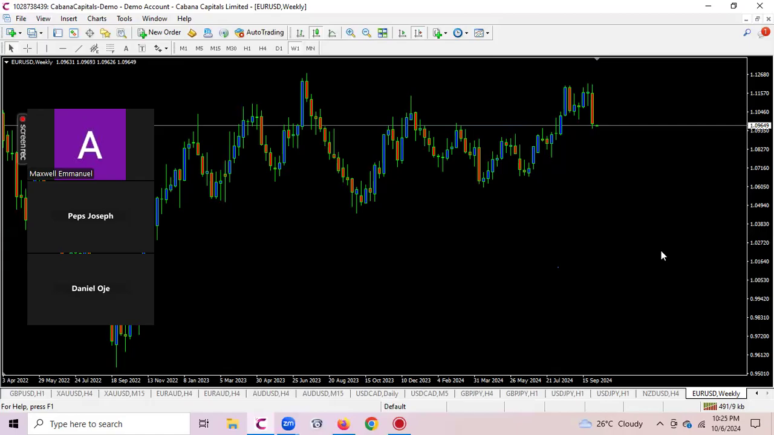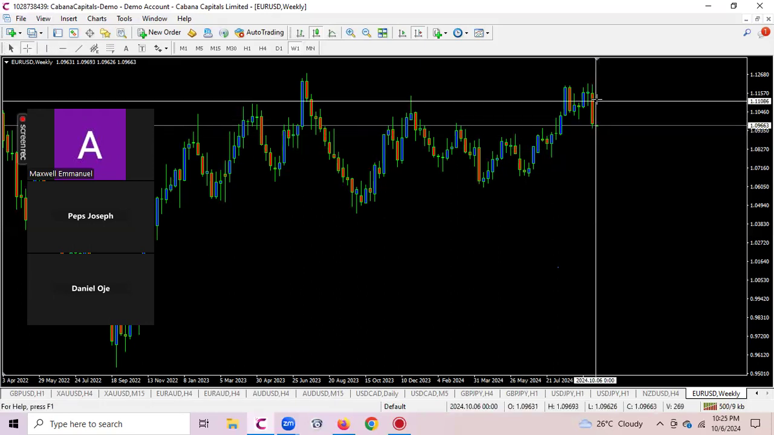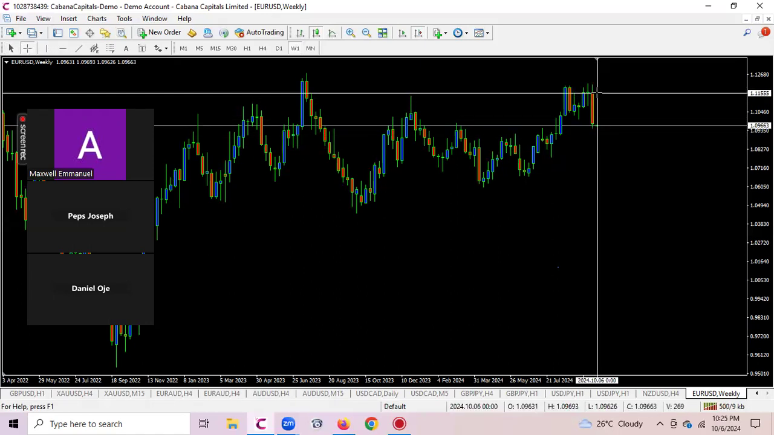NFP, unemployment claims, three major news, and all the news favored the dollar. And that's why you see, after the news got released, the massive drop. You see that the dollar became strongly bullish. So on Friday, strongly bearish. You can see.